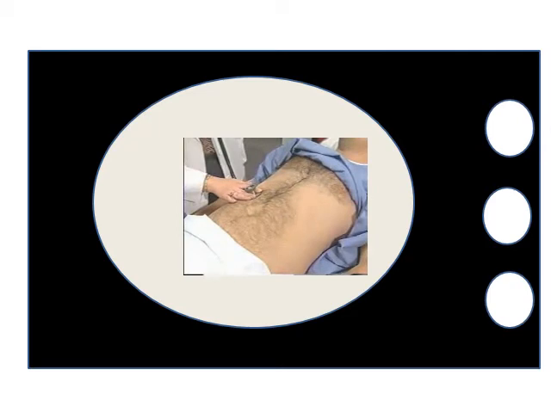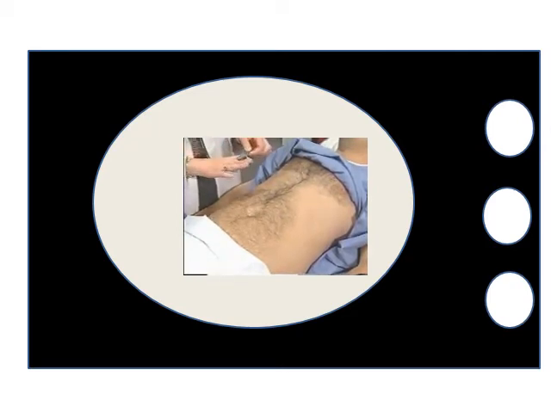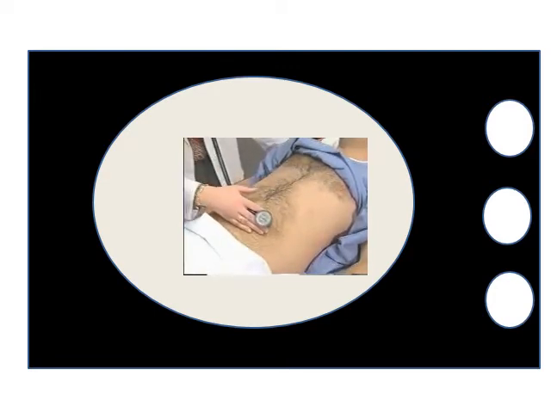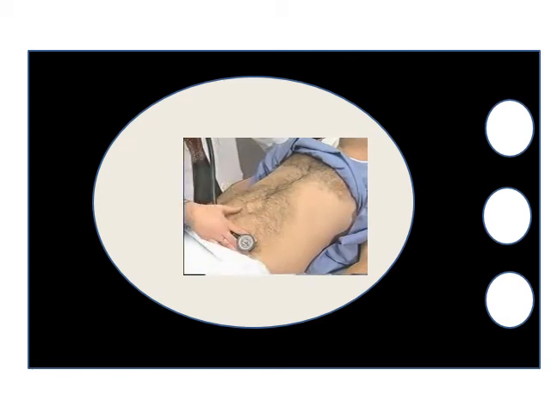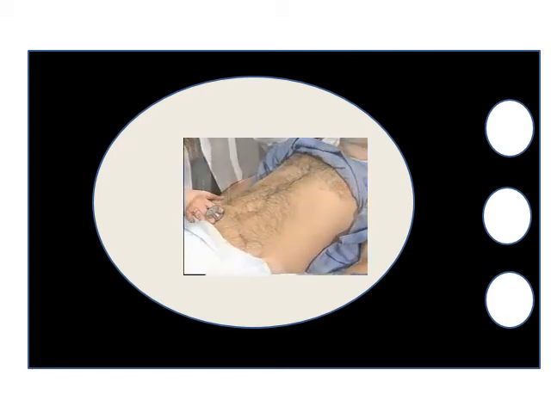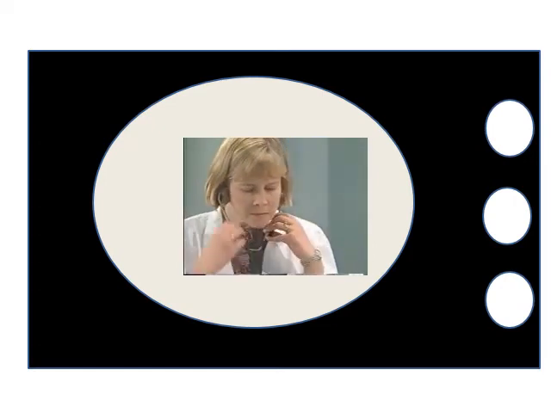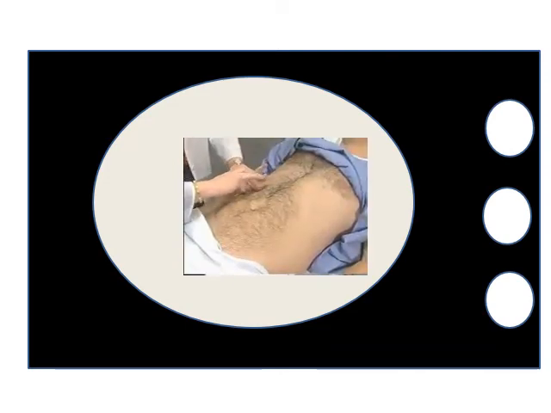Now auscultate for vascular sounds by switching to the bell of the stethoscope and listening over the aorta, renal arteries, iliac arteries, and femoral arteries. Listen for bruits, which may be heard during systole. Bruits are abnormal. Next, percuss in a systematic fashion.